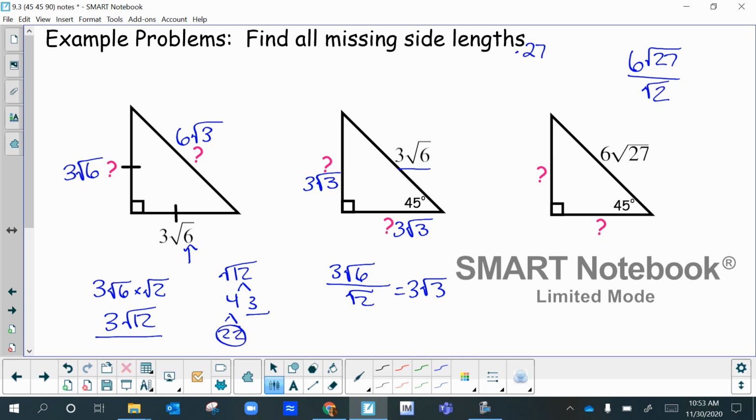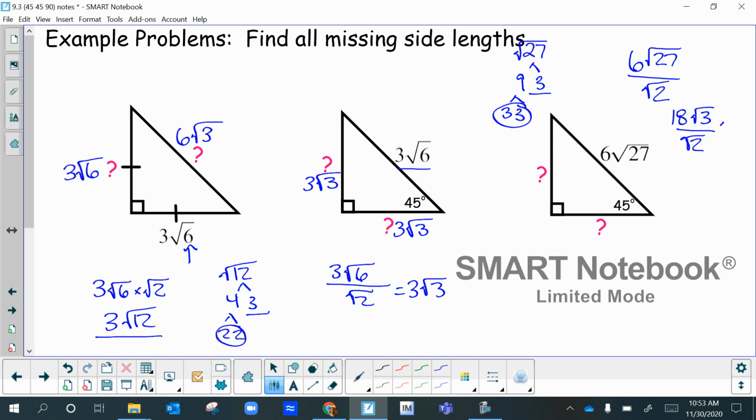So watch me do the factor tree over here. I'm going to do 9 times 3. 3 and 3, circle, underline. So this new numerator up here is going to be, the 3 is going to join the 6, so it's going to actually be 18 radical 3 over radical 2.